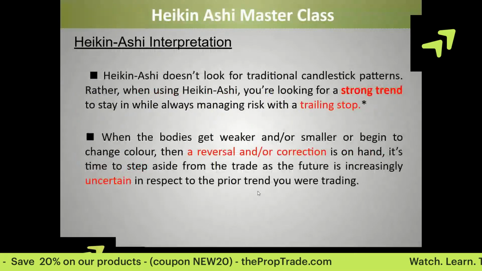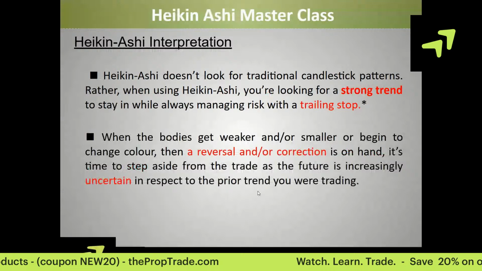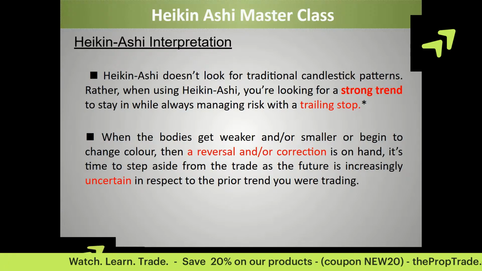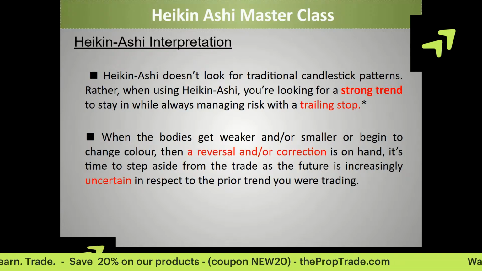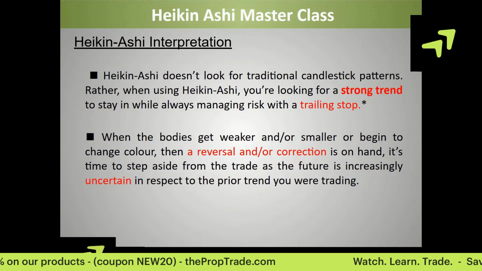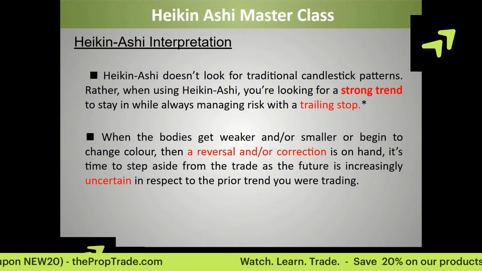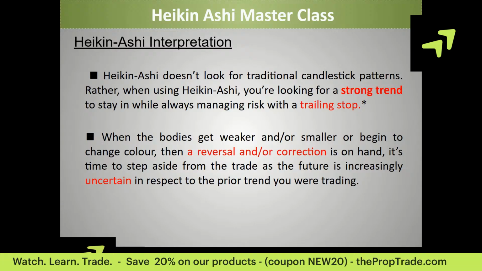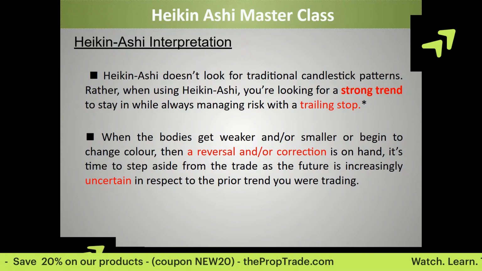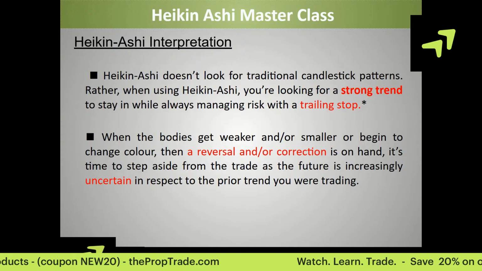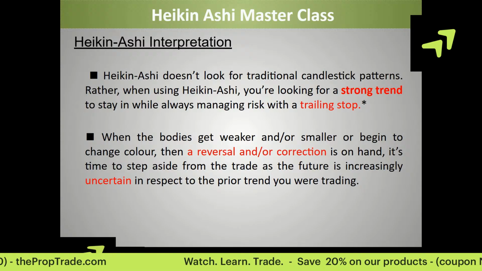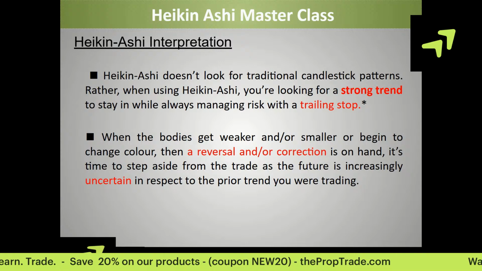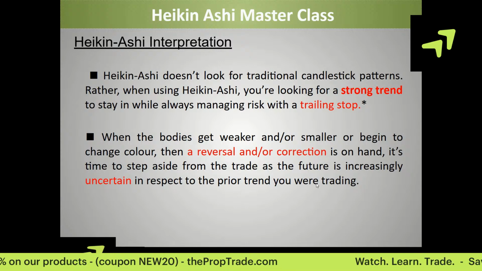Okay, so as I say, it looks like a normal candlestick. So we're looking for strong trends, and that is the key benefit of Heikin-Ashi candles. So we want big-bodied candlesticks. When the bodies get weaker or smaller or begin to change color, then a reversal or correction is on hand. We want to get out of the trend or reduce our exposure in the trend, and that's what we were sort of seeing there, even on those 2-minute candles on the cable chart. It's increasingly uncertain with respect to the prior trend you were trading.